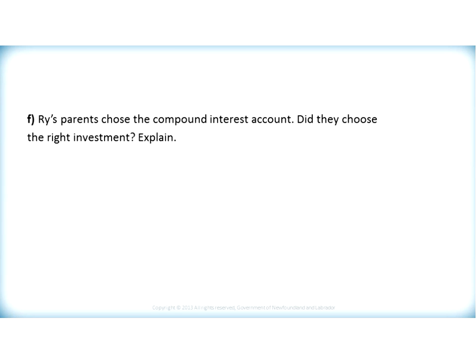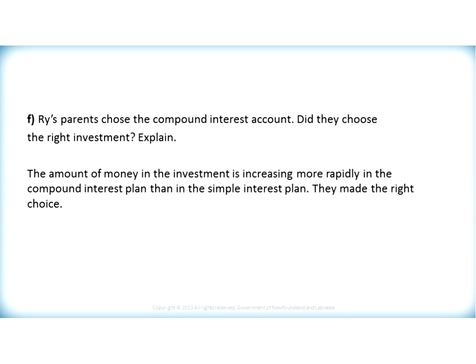Rye's parents chose the compound interest account. Did they choose the right investment, do you think? Explain your answer. Well, the amount of money in the investment is increasing more rapidly in the compound interest plan than in the simple interest plan. So they did make the right choice. If they were able to let the investment grow for a few more years, the gap between the amount of interest they earned in the simple interest account and the amount they'd earn in the compound interest account would grow even greater.